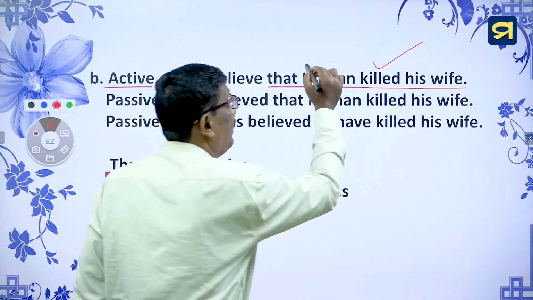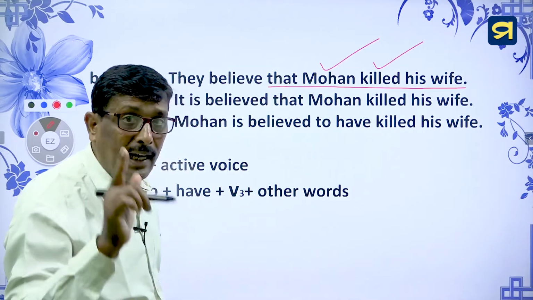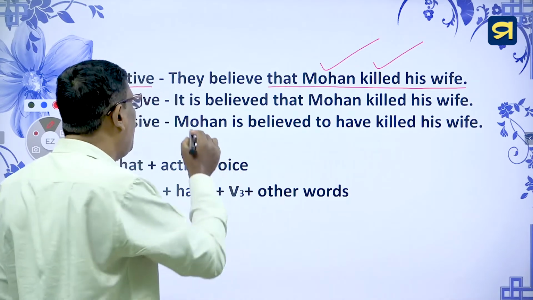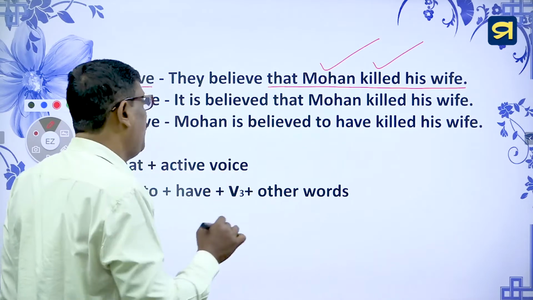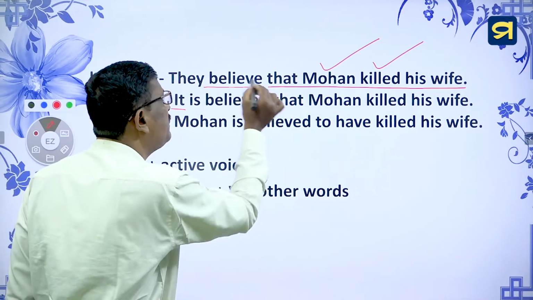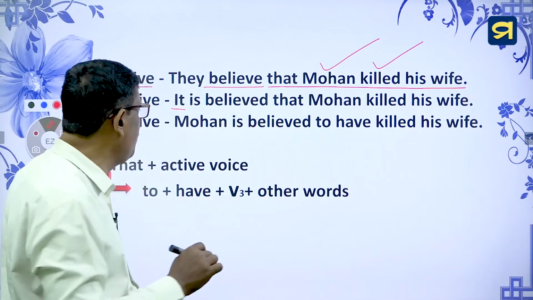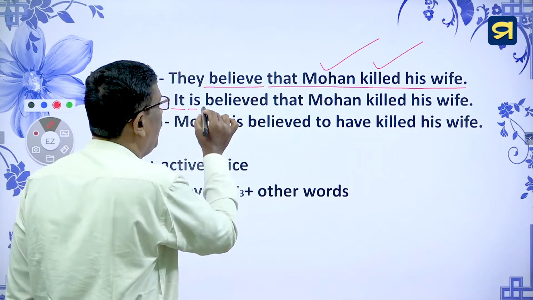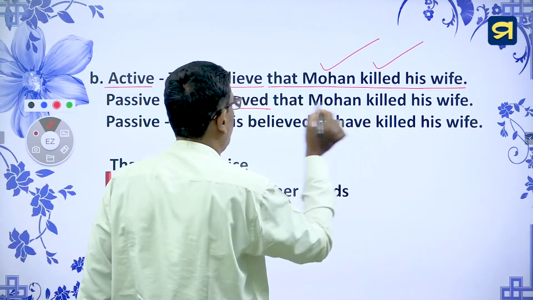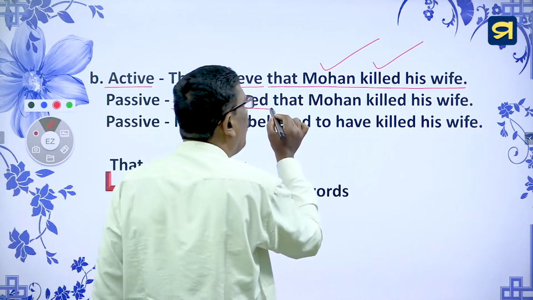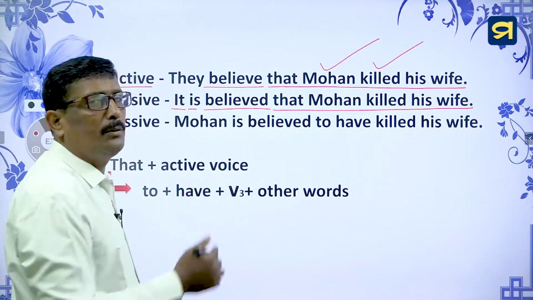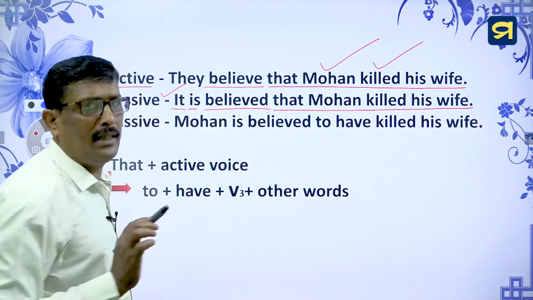When that clause contains an active voice, how will we change from active voice to passive voice? Simply, when that clause is used as an object, we can use it in the beginning of the sentence. And here believe is the main verb. That means it is in present simple tense. It is followed by is, then the third form of believe, believed. Then we just make a copy of that clause. That means it is believed that Mohan killed his wife. Simply you can change active voice to passive voice by using it in the beginning of the sentence.